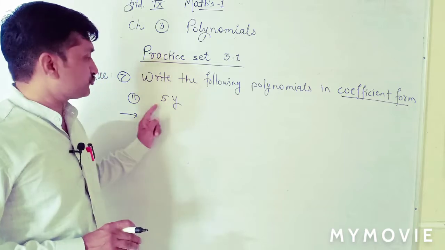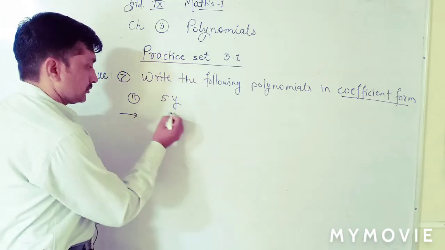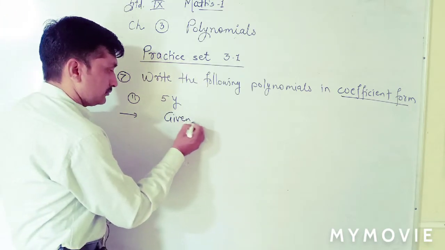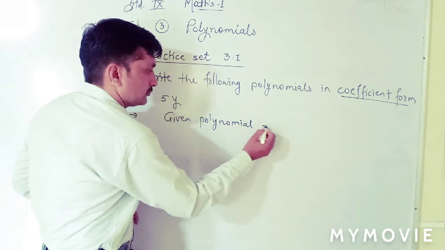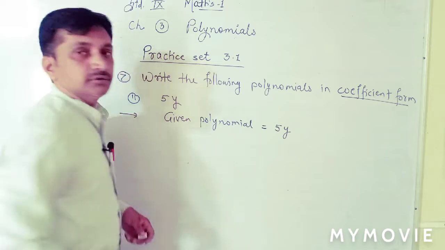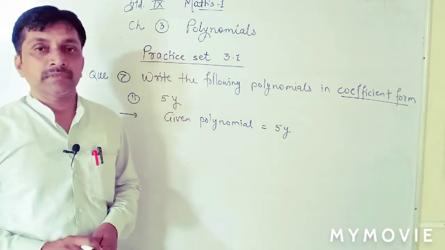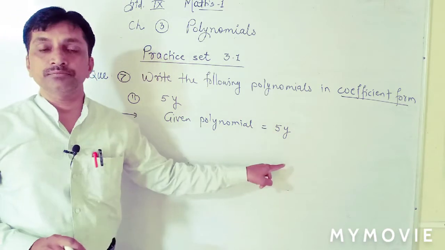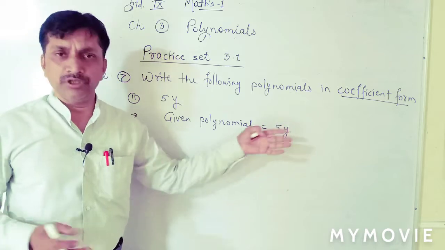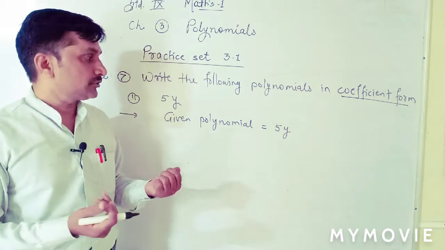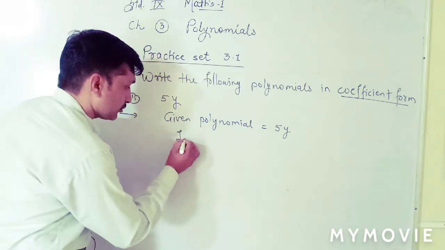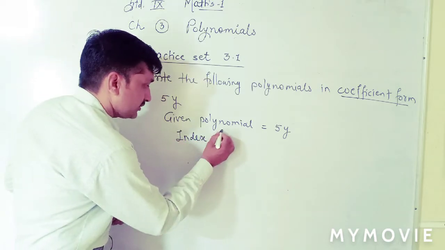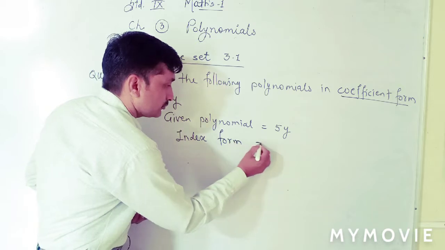The second polynomial is 5y. Now I write here the given polynomial: 5y. This is a monomial. Is it in standard form? Only one term means it is in standard form only. Then no need to write the standard form. After standard form, we have to write the index form. This is compulsory.